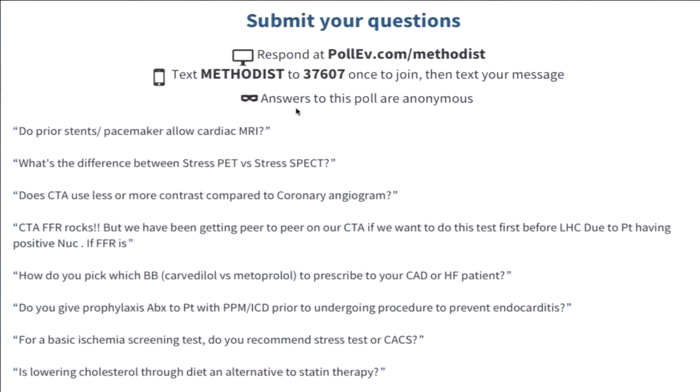Questions? Let's see here. Let's start with the first one. Do prior stents, pacemaker allow cardiac MRI? Eric, what do you think?